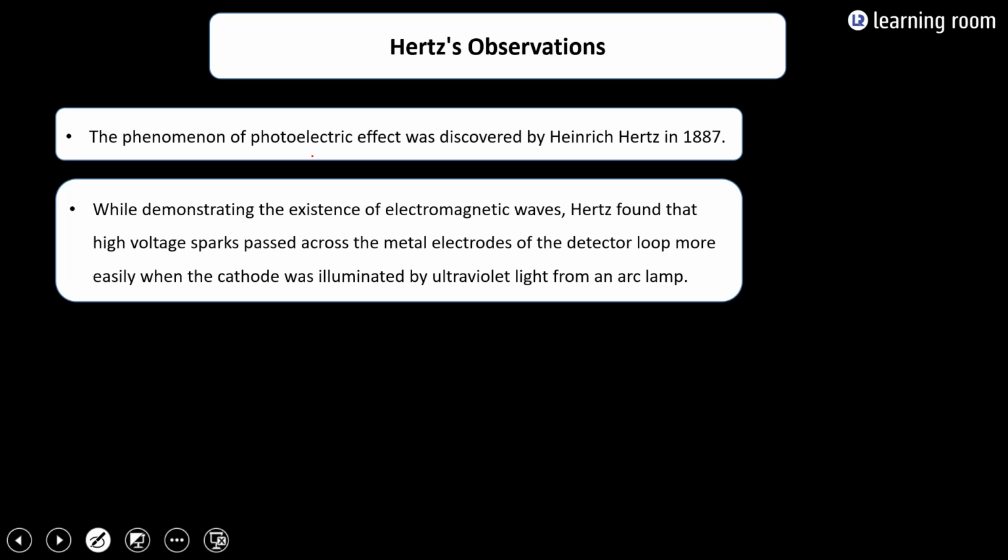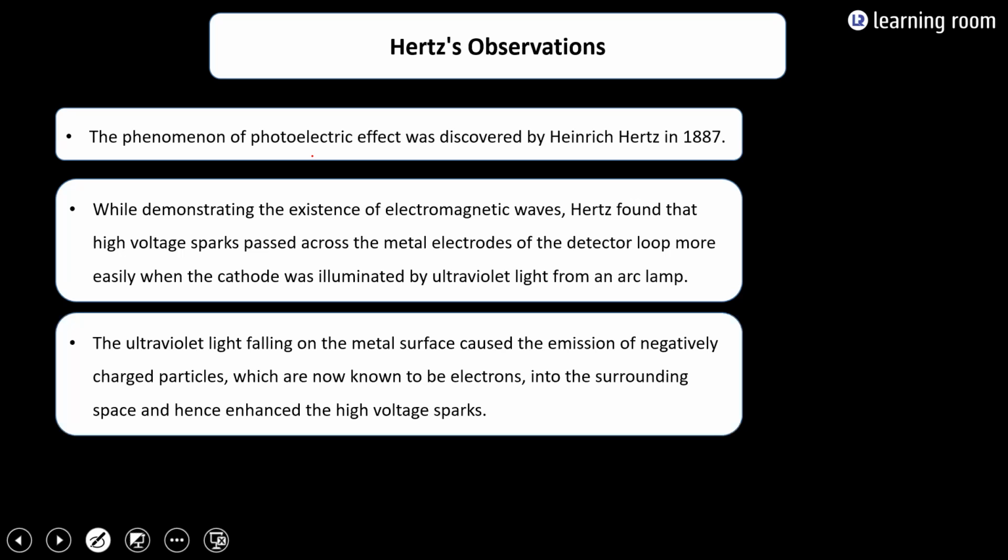What was he trying to do? Actually, he was trying to prove the existence of electromagnetic waves. Ultraviolet light is basically electromagnetic radiation. The ultraviolet light falling on the metal surface caused the emission of negatively charged particles, which we now call electrons. These negatively charged particles were released into the surroundings, and they were responsible for the high voltage sparks which happened at that point.